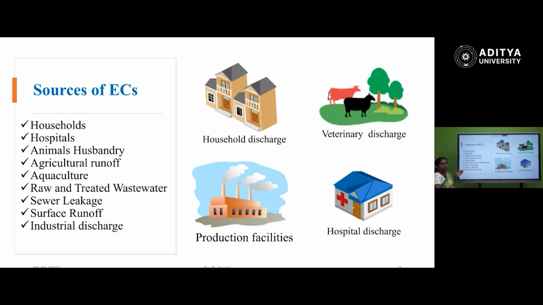You can see household discharge, veterinary and industry, as well as hospitals. Along with that, agriculture runoff, aquaculture, and everywhere we are using the pollutant. A simple example is pharmaceuticals or hospitals. The pollutants are tablets that are discharged there. Where will this end? It will end up in the wastewater treatment plant, or maybe in the environment, or any water bodies.